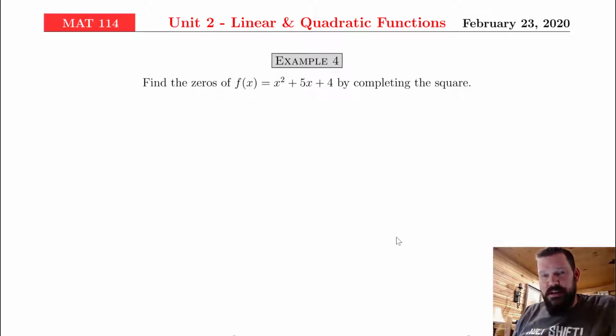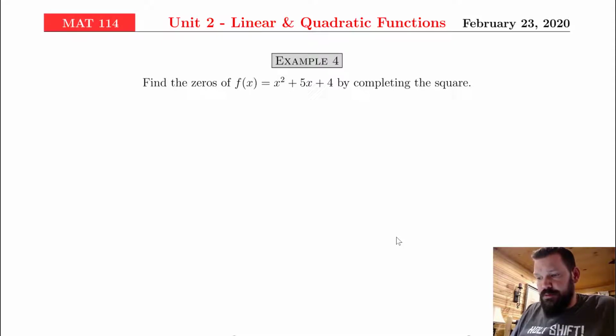We started this set of notes in class on Friday, or maybe it was Thursday. It doesn't matter. We made it through the first 3 examples, and I'm going to pick up here with example 4, where we're talking about factoring a quadratic by completing the square. So it says to find the zeros.